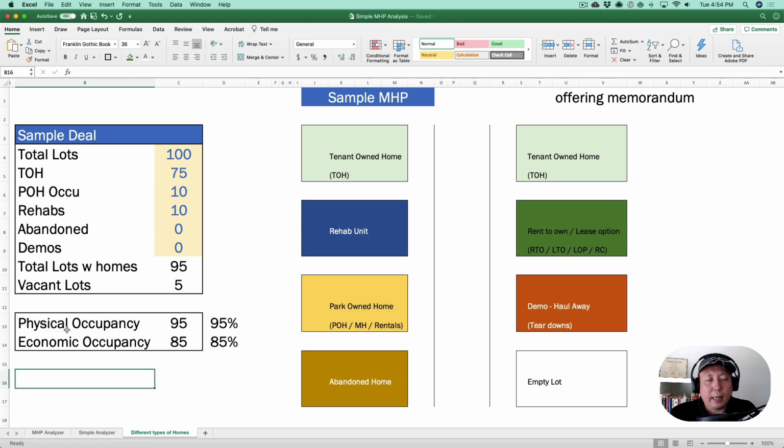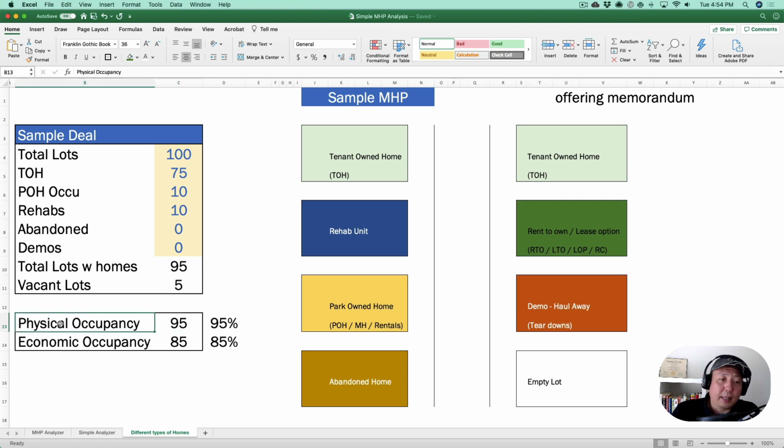Sometimes brokers and other people will refer to physical occupancy versus economic occupancy. So the physical occupancy, what they mean by that is the number of lots that actually have a physical home on them. And this took me the longest time to figure out, because I was used to multifamily and I was thinking about physical occupancy in terms of, well, there's got to be a resident in there. But sometimes they'll be talking about physical occupancy in terms of just having a home on a lot.